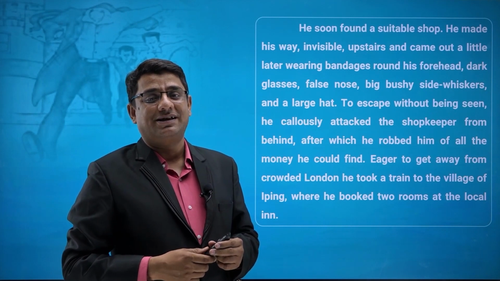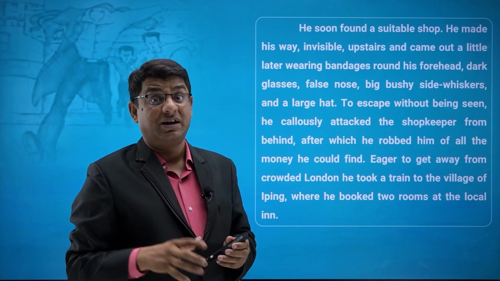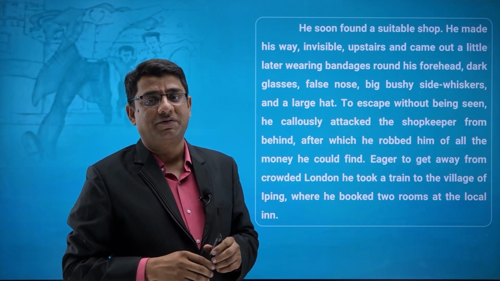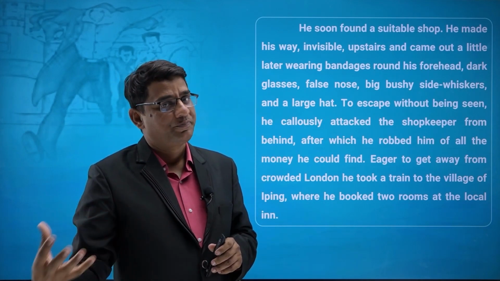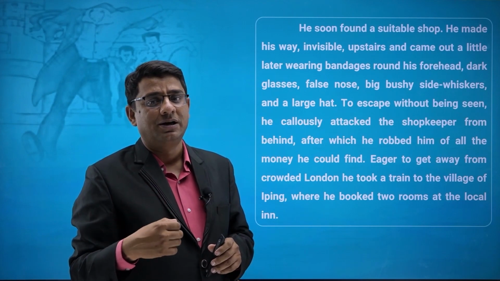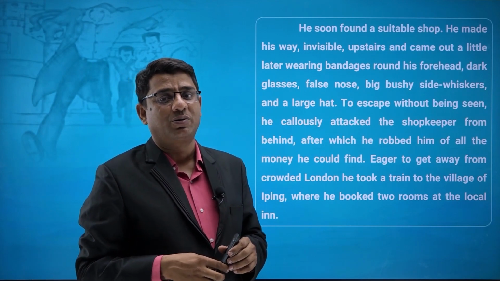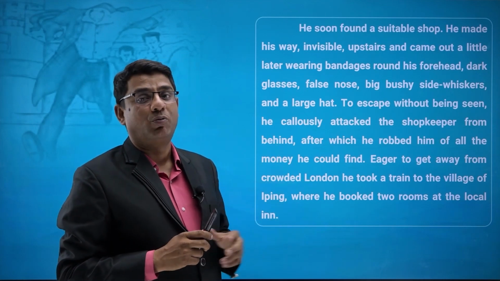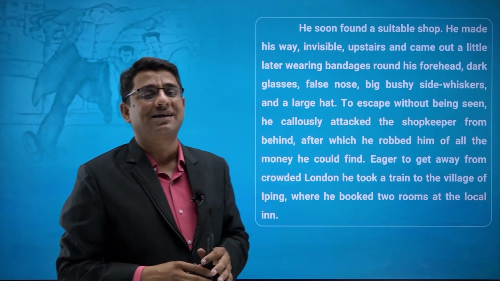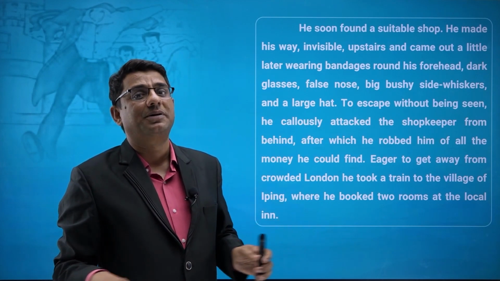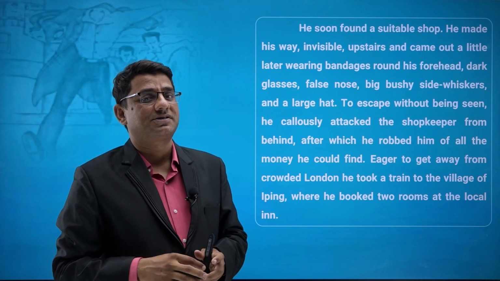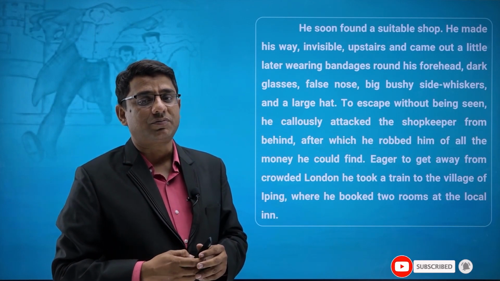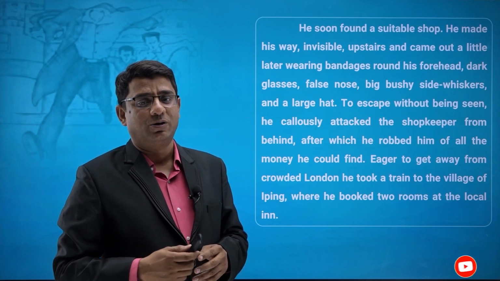To escape without being seen, he callously, meaning very badly, attacked the shopkeeper from behind, after which he robbed him of all the money he could find. Eager to get away from crowded London, he took a train to the village of Epping. Why did he go to Epping? Because Epping is a very silent place. It's just a suburban area, one of the villages near London. So he had gone to Epping, where he booked two rooms at the local inn.